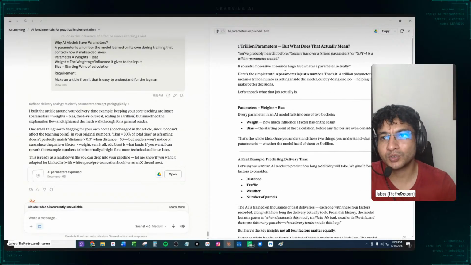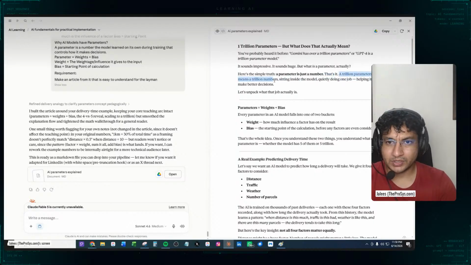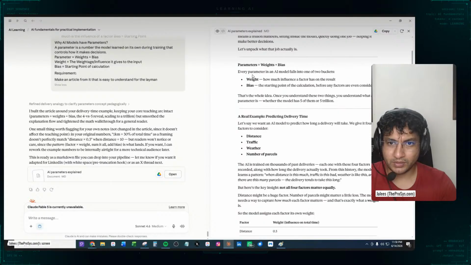It will be hard to understand. You have probably heard that Gemini has over a trillion parameters. It sounds impressive, it sounds huge, but what's a parameter actually? Here's the simple definition: a parameter is just a number, that's it. A trillion parameters means a trillion numbers sitting inside the model, each quietly helping to make the decision. Let's unpack what their job is.